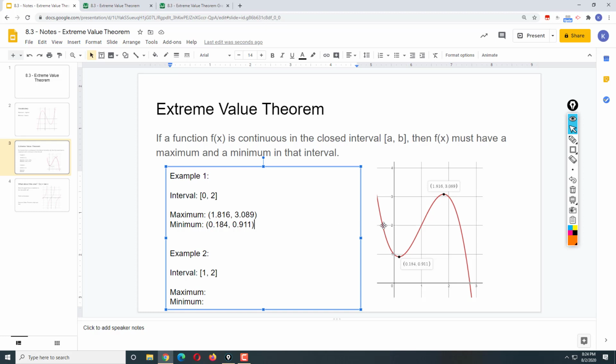Example 2. Same graph, but this time the interval is 1, 2. The closed interval 1 to 2. In this interval, the maximum is still the same maximum, 1.816, 3.089. But the minimum, earlier our minimum was at x equals 0.184, but that's not in our new interval 1, 2.